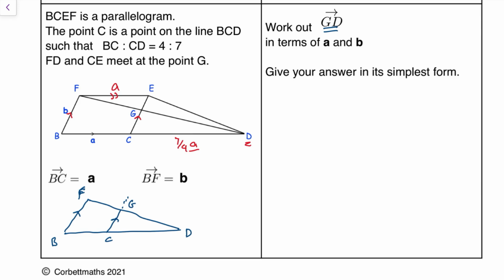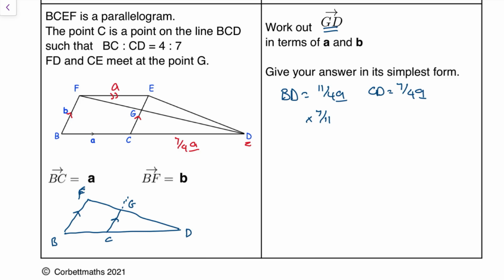I need to think about the scale factors B to D and C to D. So I know that B to D is 1A plus 7/4 A, so that's going to be 11/4 A. C to D, well, that's the thing it tells me in the question already, is going to be 7/4 A. So therefore it means the scale factor to get from the big triangle to the small triangle is to multiply by 7/11. And I'm doing it that way around because I know what B to F is. I'm trying to find C to G.